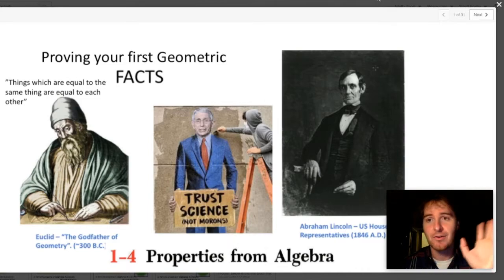Because I just got off of Facebook arguing with people who just, where do you get your facts from? Ridiculous. All right, so we're jumping into it.